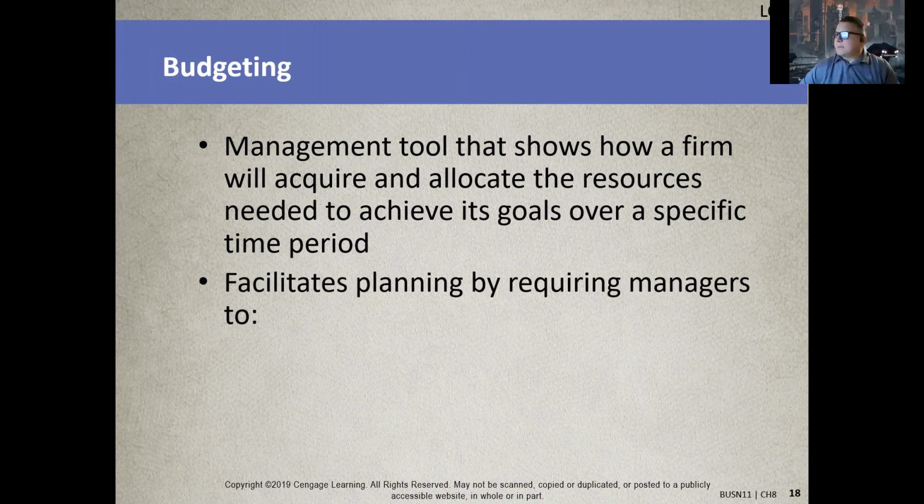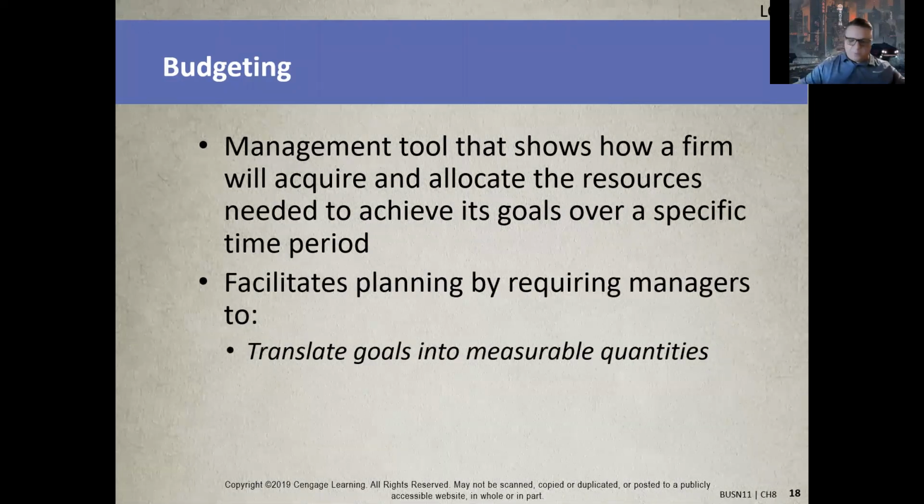Budgeting facilitates planning by requiring managers to translate goals into measurable quantities. So, we want to grow the company by 5% this year, but we're going to need another manufacturing facility or storage warehouse or another piece of equipment. So you budget for that into the future, which is what we had to do, because as we grew our business, we needed more horizontal drills, more trailers, more trucks, things of that nature.